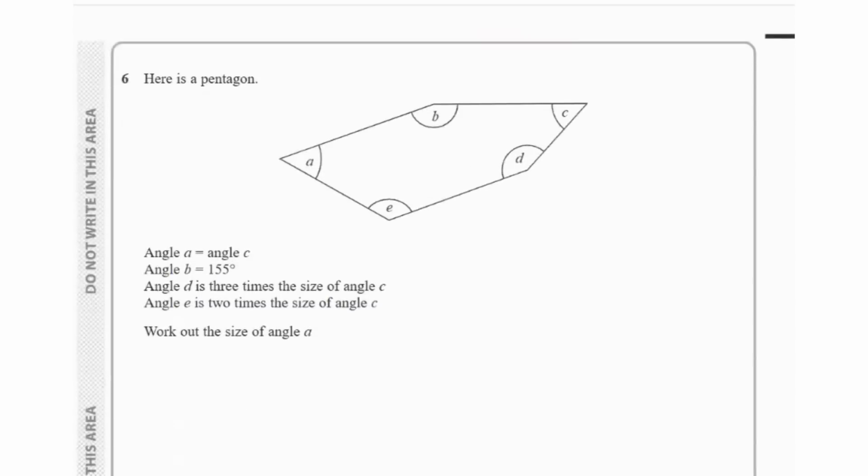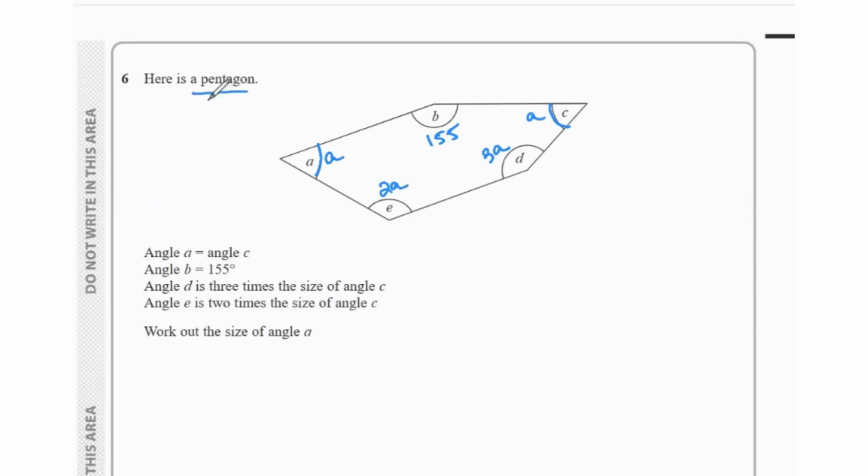Question 6 is here's a pentagon and angle A equals angle C. Angle B equals 155. Angle D is 3 times angle C. So if I say this is A and this is A, so this is 3 times A. And angle E is 2 times the size of angle C, so this is 2A. We have to work out the size of angle A.